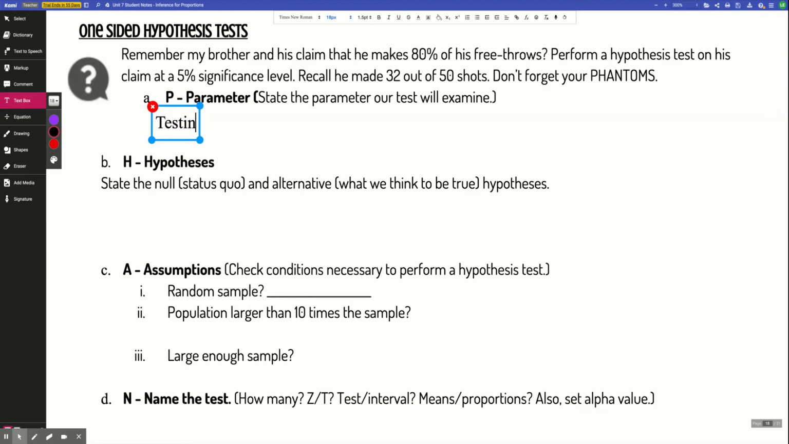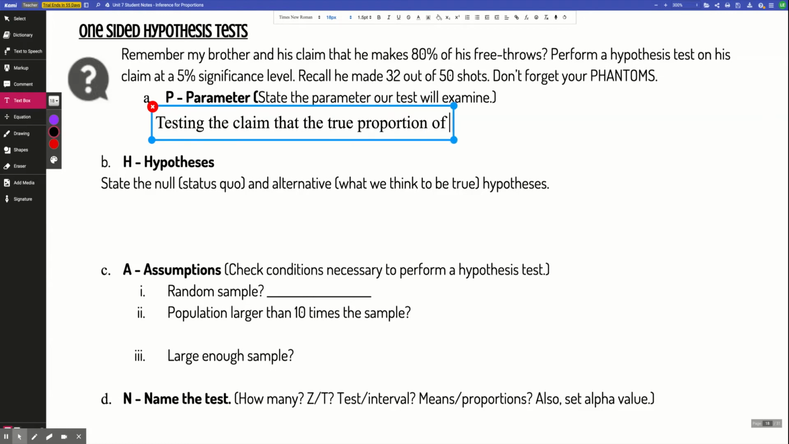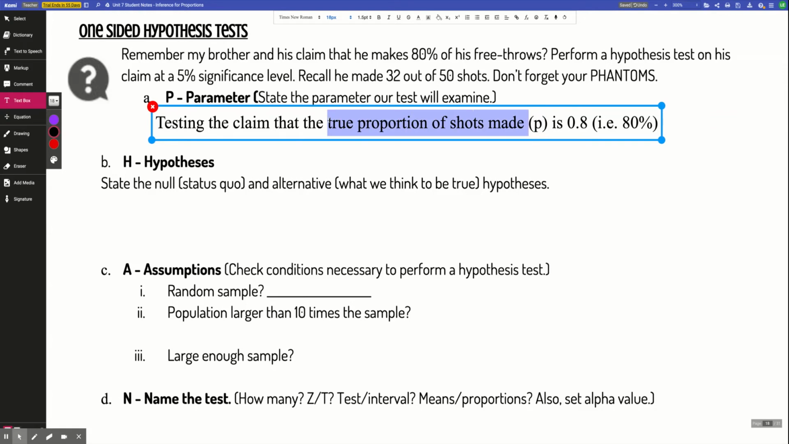So we are testing the claim that the true proportion of shots made, and that's P, is 0.8, right? Or you could say 80%, i.e. 80%. Okay, so that's our parameter. Okay, it's a good idea when you're doing the parameter part that you state both the actual variable, so P in this case, and what it actually stands for, which is the true proportion of shots made.